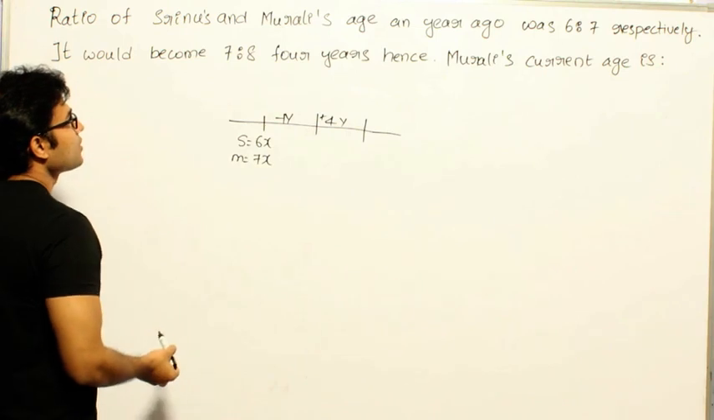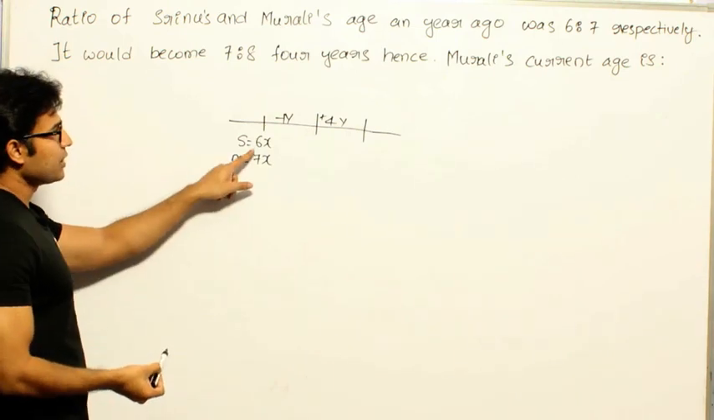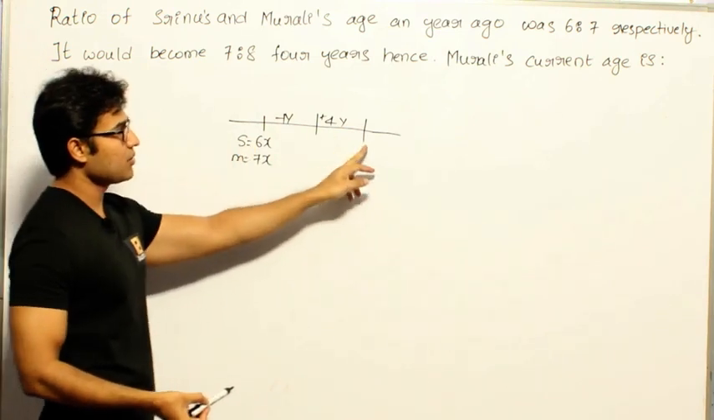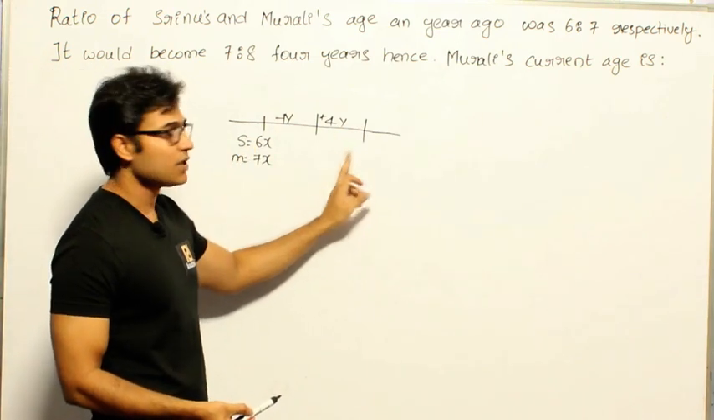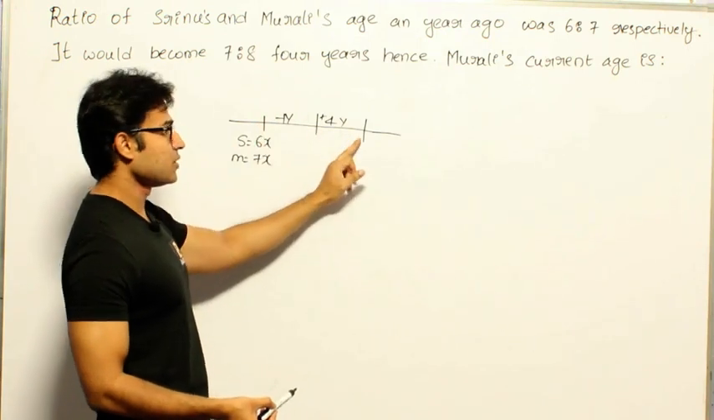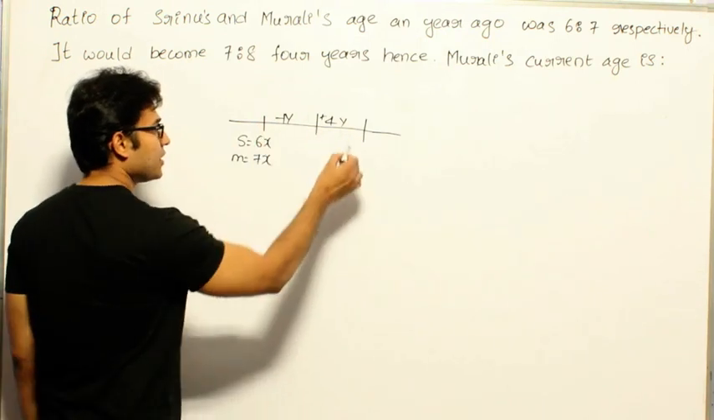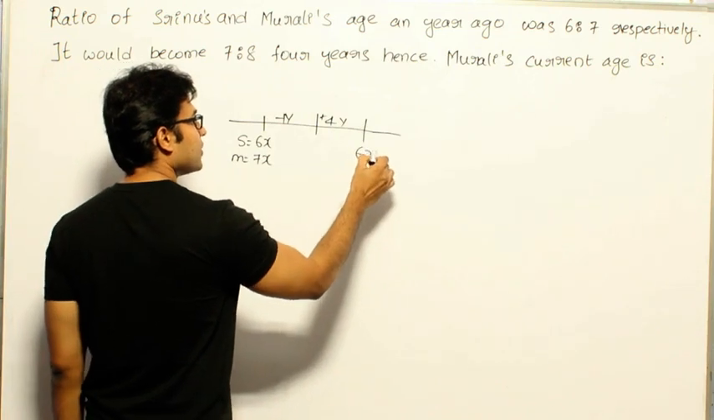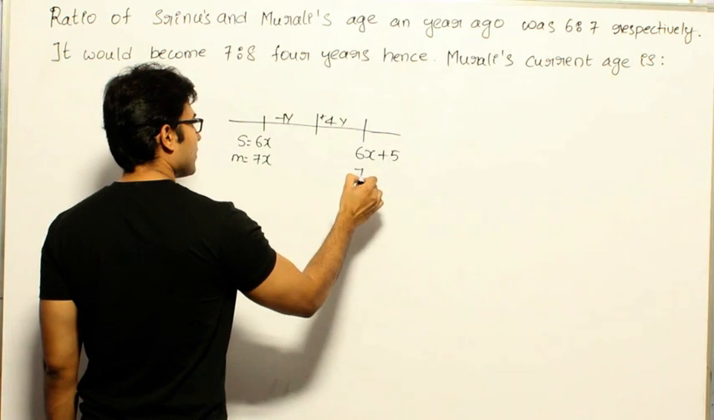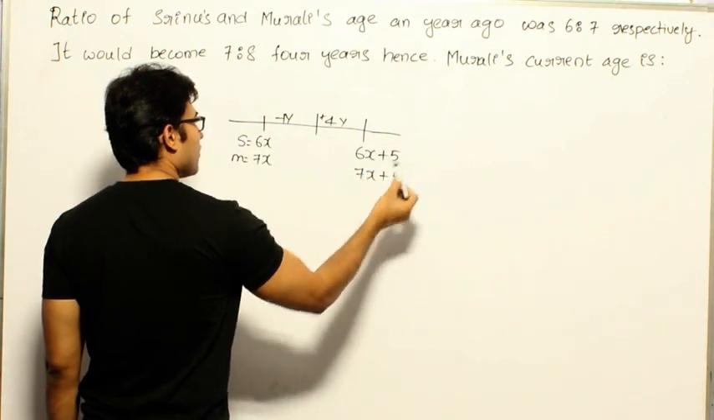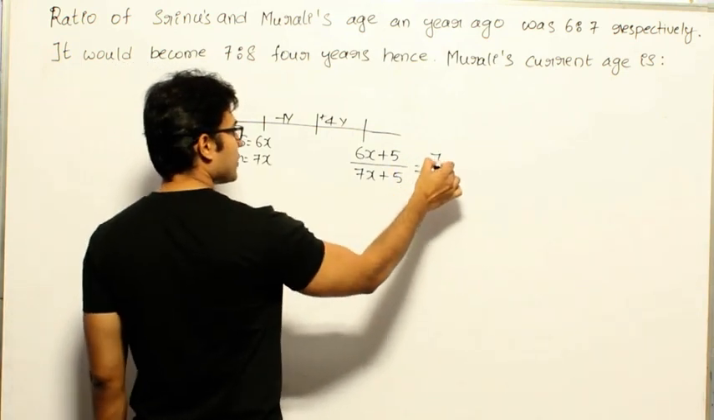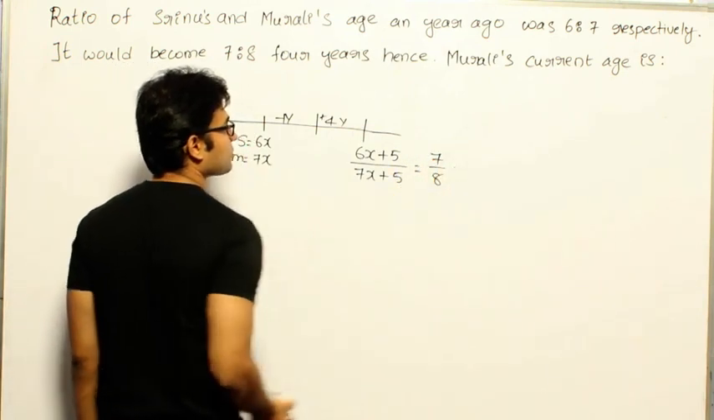Their ages are in the ratio of 7:8. Now here, if their ages were 6x and 7x, what would have happened to their ages by the time we reach here? The total difference is 5 years: from here to here 1 year, and from here to here 4 years. Therefore, by the time you reach here, their ages will become 6x plus 5 and 7x plus 5. Now they are saying that their age ratio is 7:8. This one is given as 7 and 8.